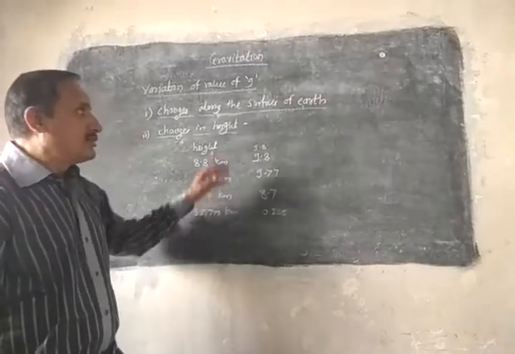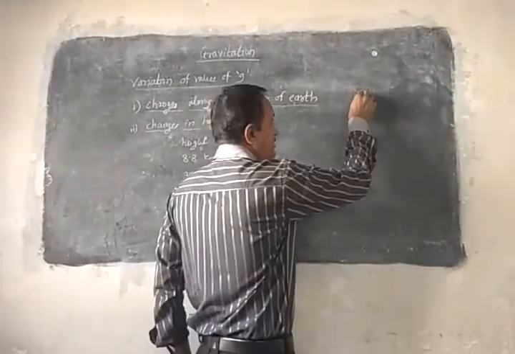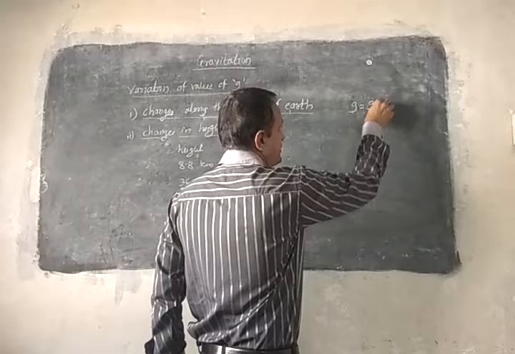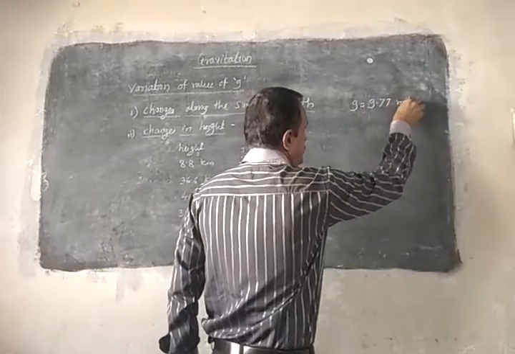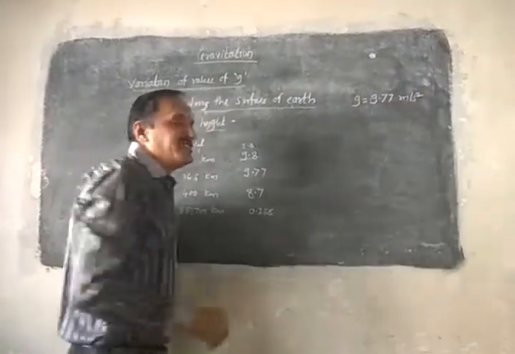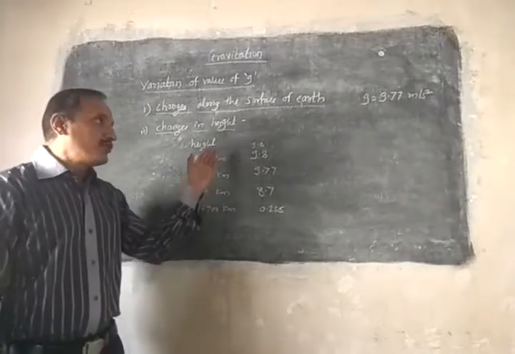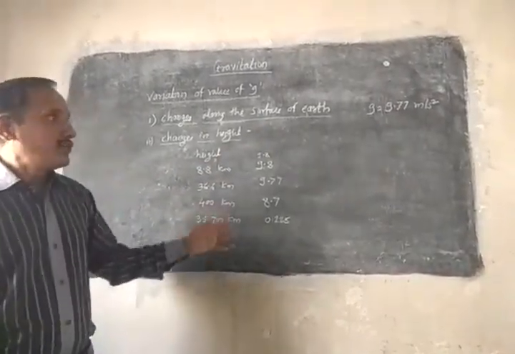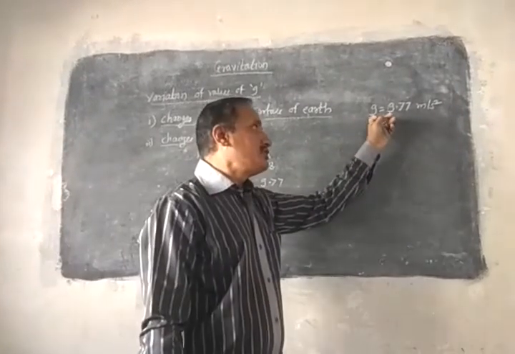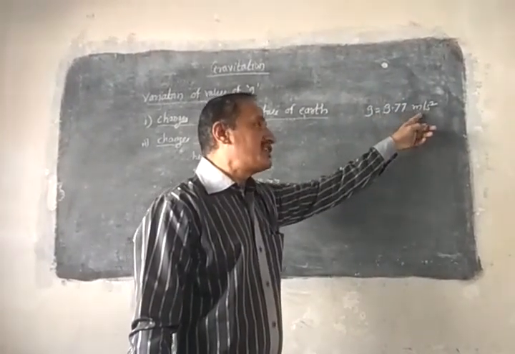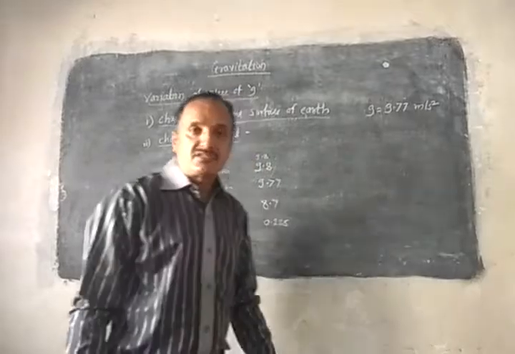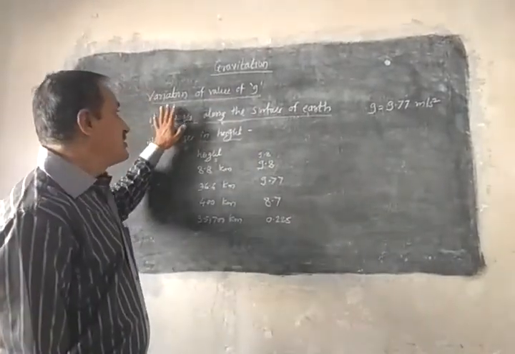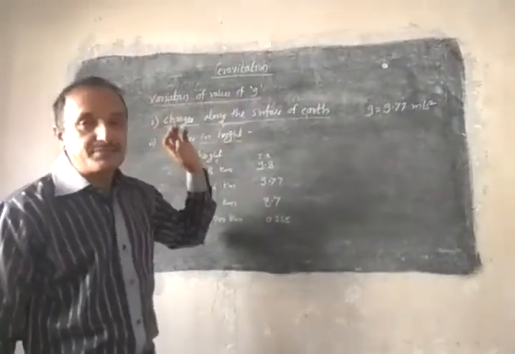So we found that now the value of g is 9.77 meter per second square. But this value of g varies as we move on the surface of Earth. Even though we got g equal to 9.77 meter per second square, that value varies. So let us see the variation in the value of g.